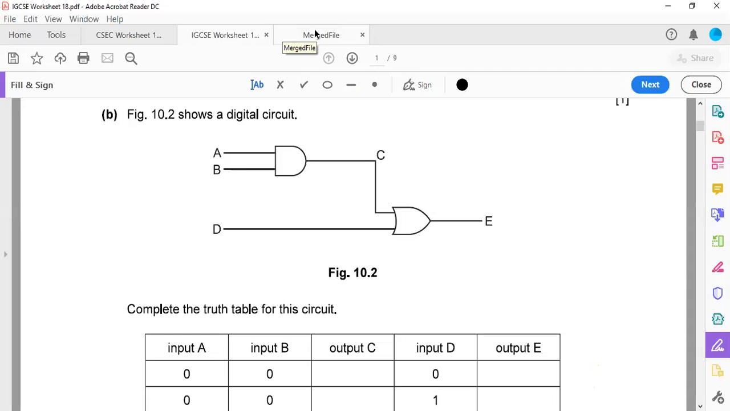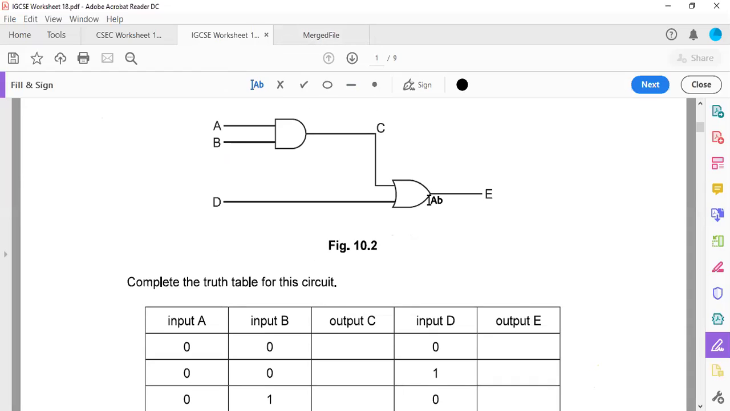OR gate. Yes, good. So this is your AND gate here, Jenna, and your OR gate here. So you're good. Excellent, David. So your OR gate means, if we go back to the file, your OR gate.